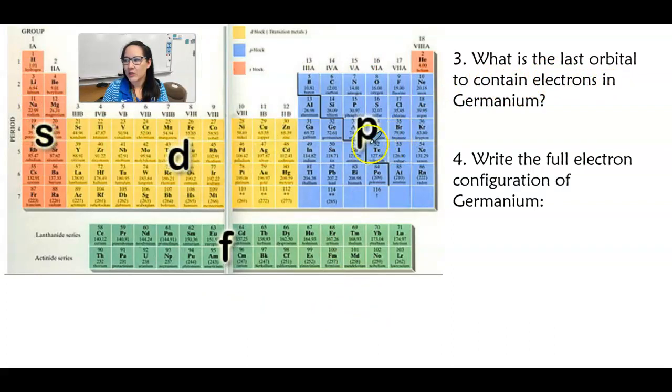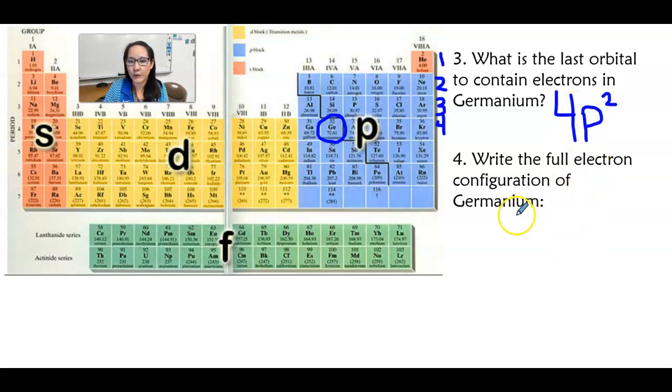What is the last orbital to contain electrons for germanium? So there's germanium. It is on row 1, 2, 3, 4. Because it's on row 4 and it's in the p block, in the second column, this is going to be 4p2. That's the last thing in germanium's electron configuration.